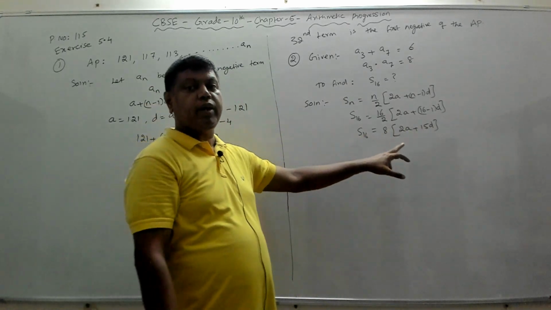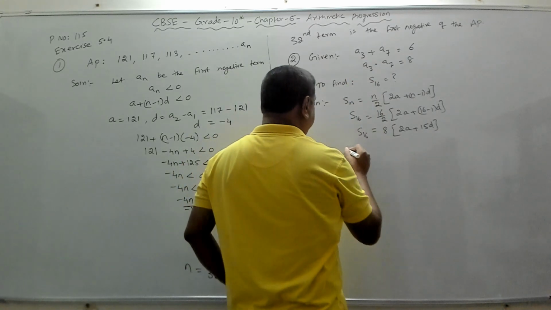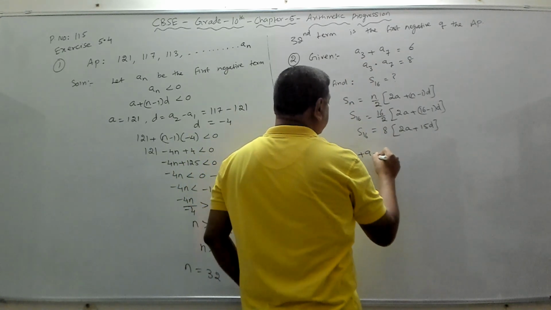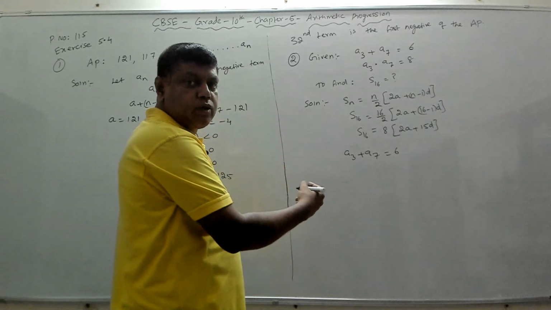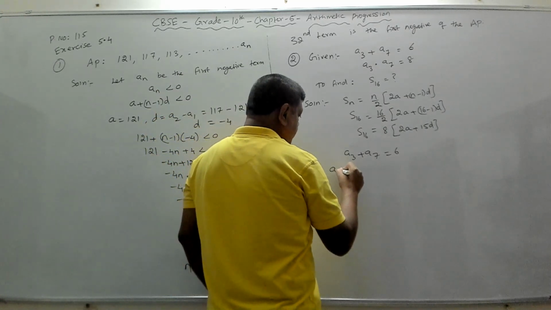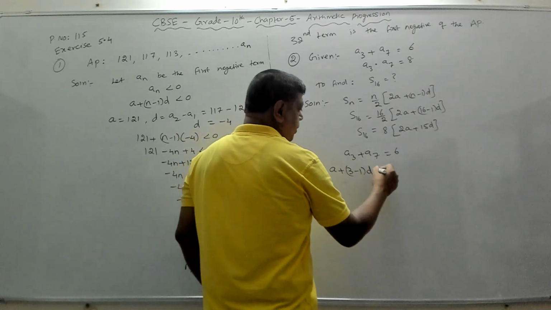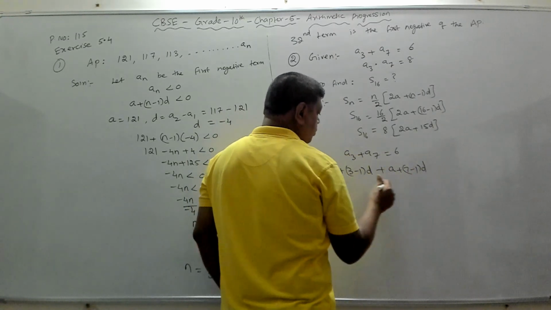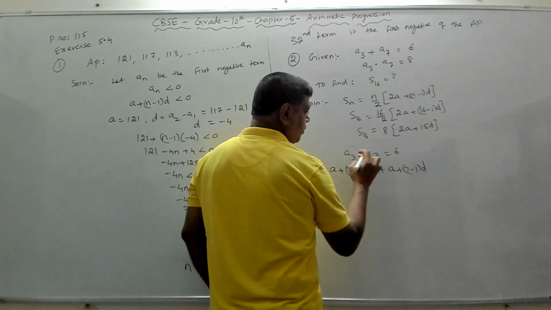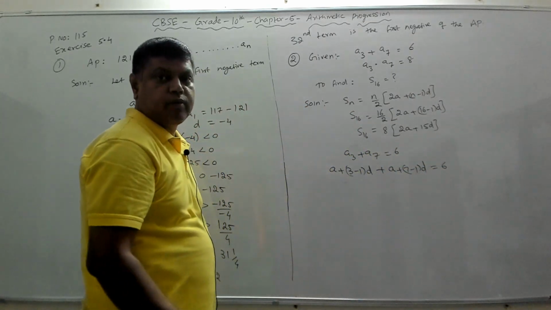Which means we need to find a and d using these two pieces of information. So what is given? Let's go back. A3 plus A7 is given as 6. Now what is A3? A3 is a plus (n minus 1) into d, where n is 3, so a plus (3 minus 1) into d. That is your A3. Plus A7, which is a plus (7 minus 1) into d. If you add them, they have said it is 6.